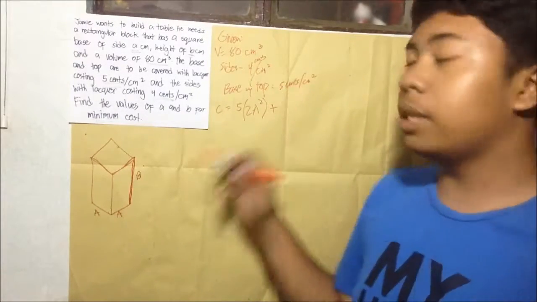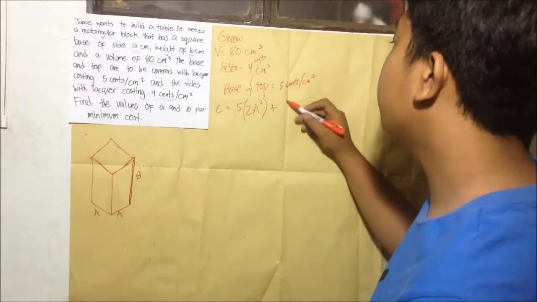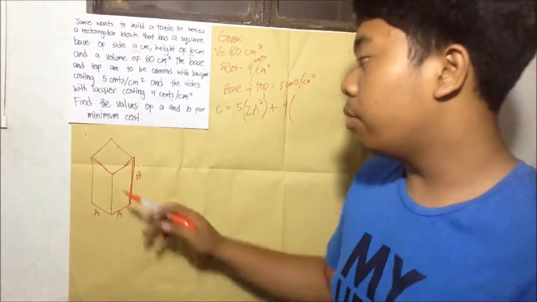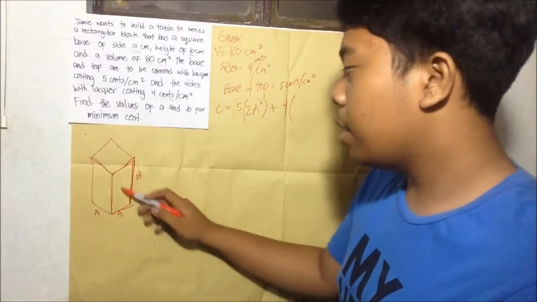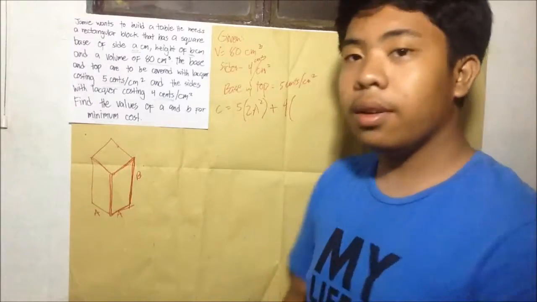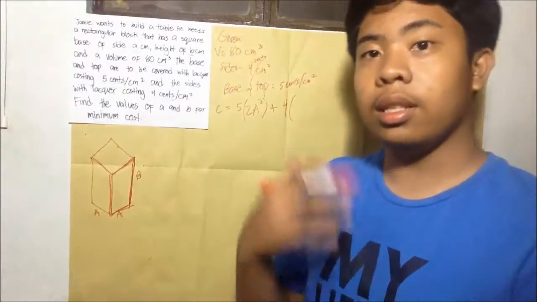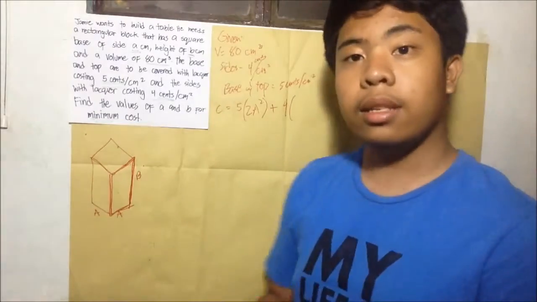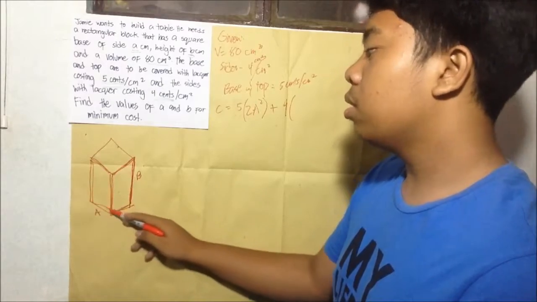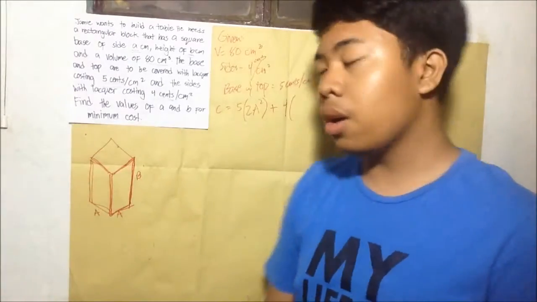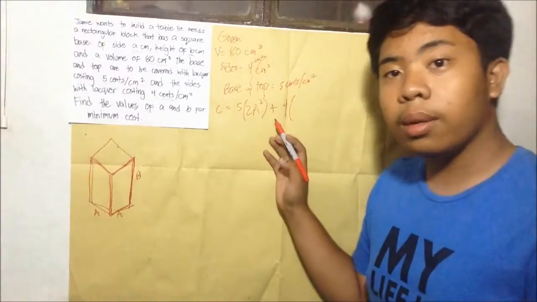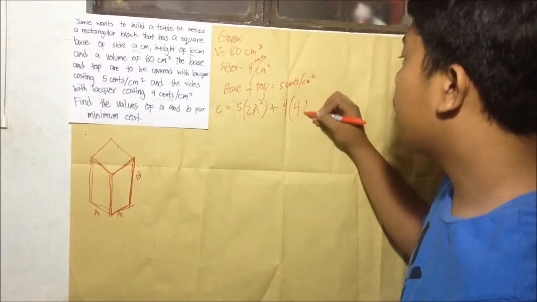Plus 4 cents per cm squared, as given, times the area of the sides. What is the area of a rectangle? It is length times width, which in our case is A times B. But since there are 4 sides present in our rectangular block, we multiply it by 4. So it will become 4 times 4AB.